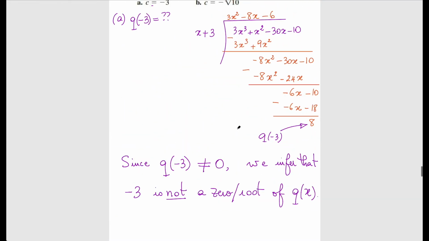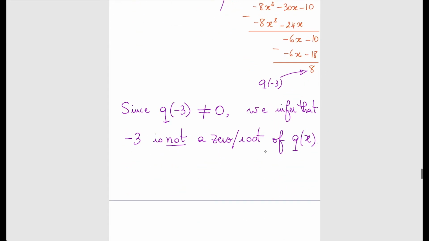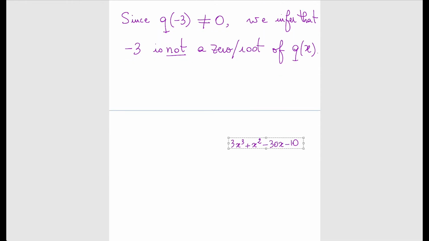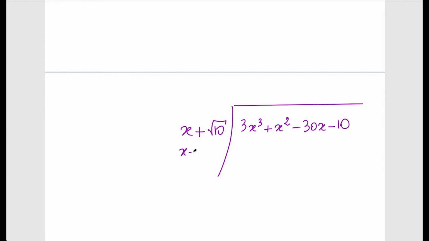So let's do that. I'm going to copy q of x, and we're going to divide by x plus square root of 10. So technically it should be x minus the c, which is minus square root of 10, but minus minus is plus, so you get x plus square root of 10, right? All right. So this is already arranged in a descending fashion. Likewise here, we're good to go.